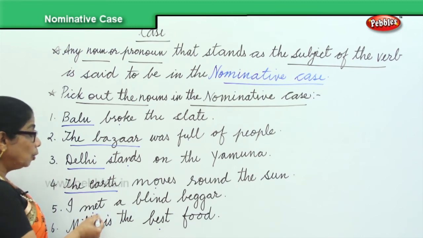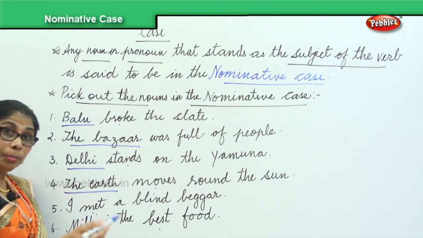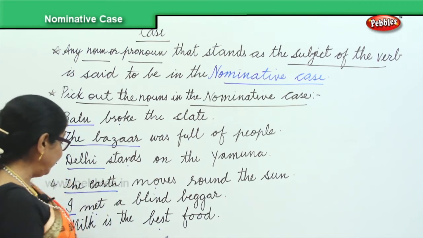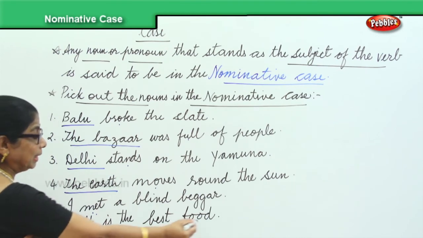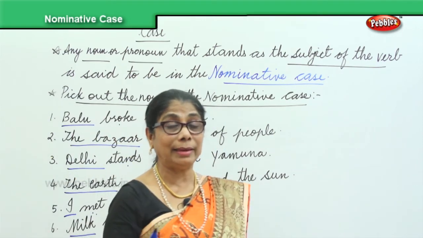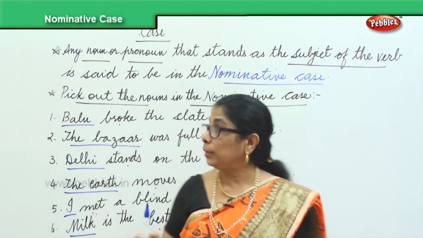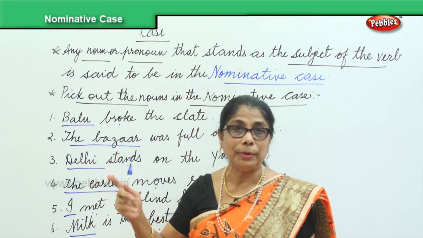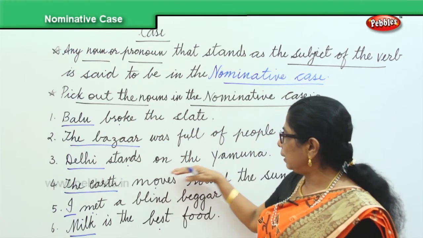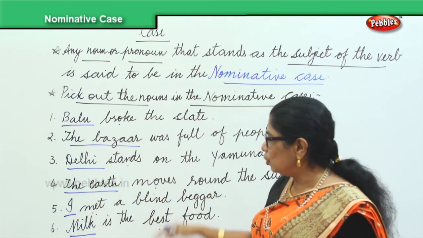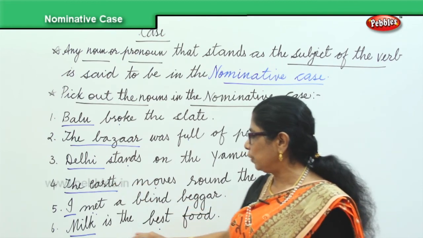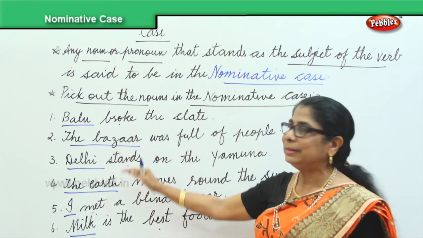I met. Whom did I meet? I met a beggar. I am in the nominative case. What is the best food? Milk is the best food. Now, remember, we are looking at the subject of the verb. First, identify the verb, which is broke, full of people, stands, moves, met, and best food, whatever.